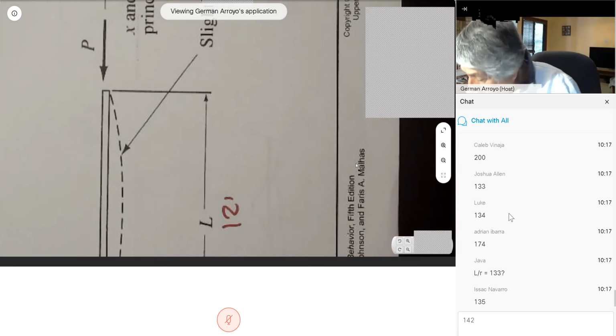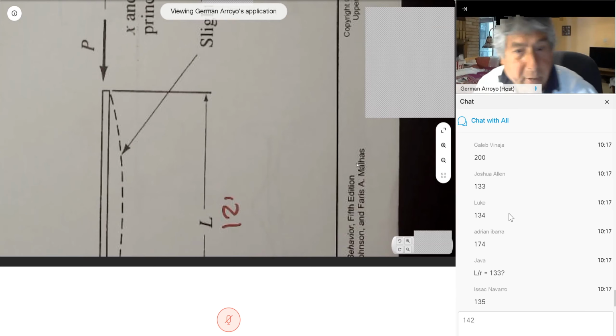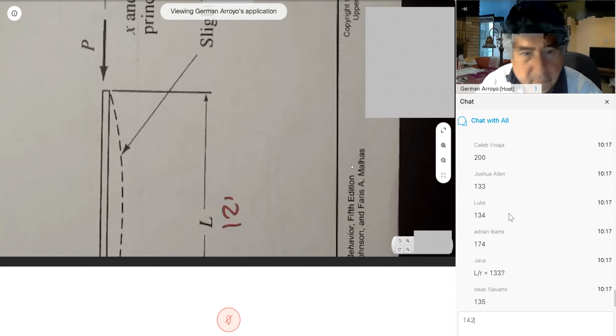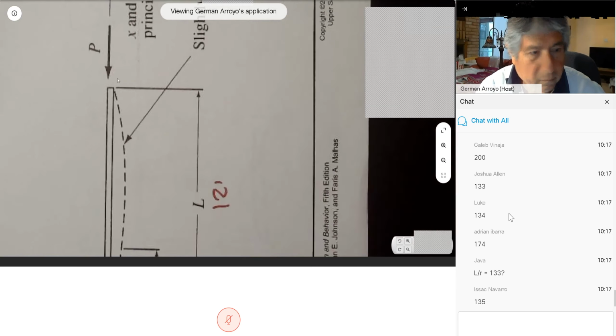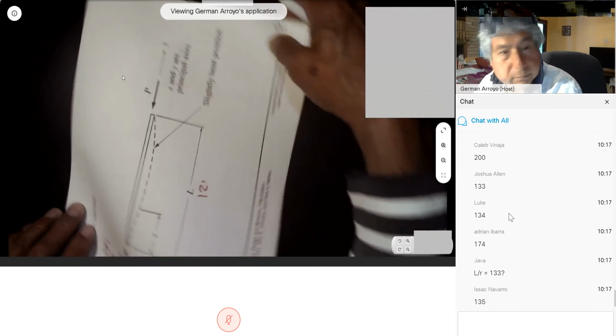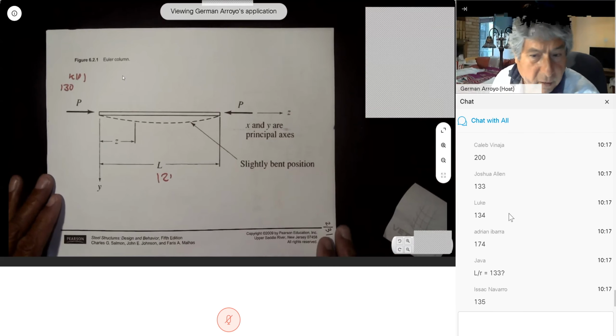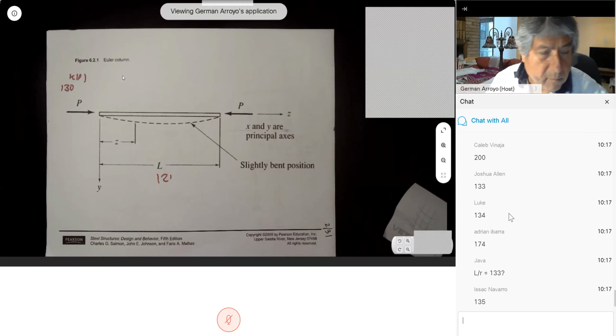This is the second page. This is the second page that talks about compression.